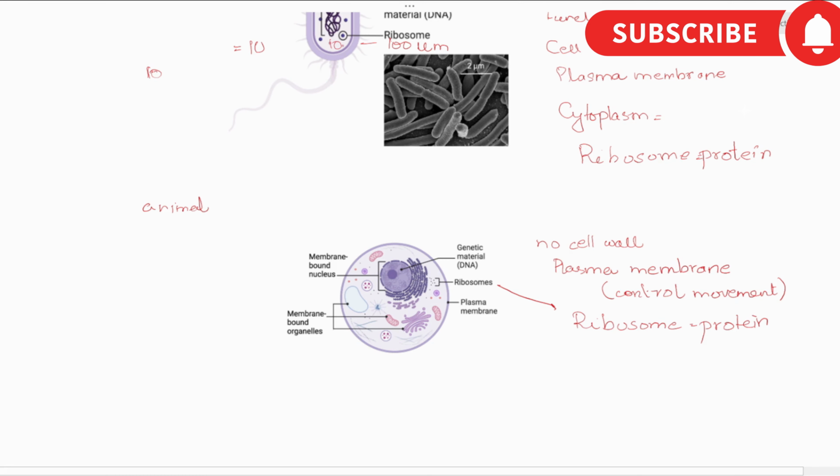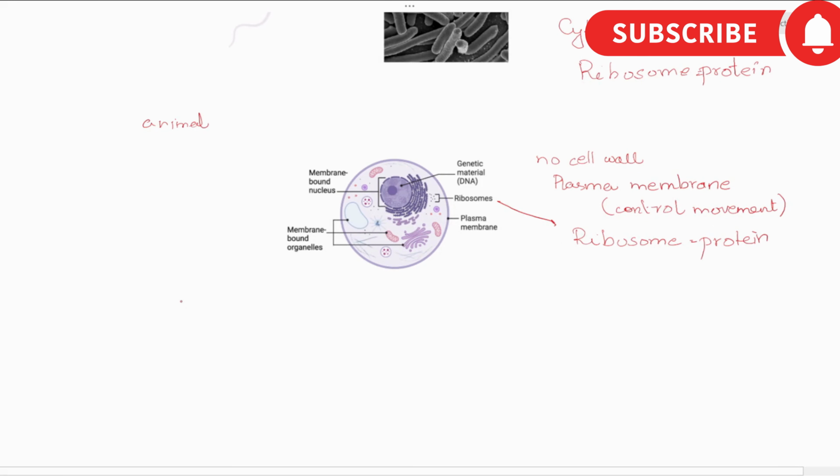Let me write plasma membrane here. Let me make a structure. So there are two layers. The layer is like this. The structure is like this. These are not tiny humans, but this is the structure. And then there is a lower layer.